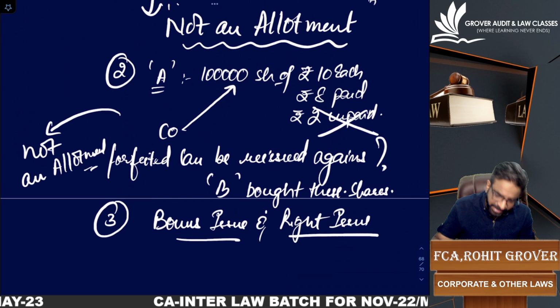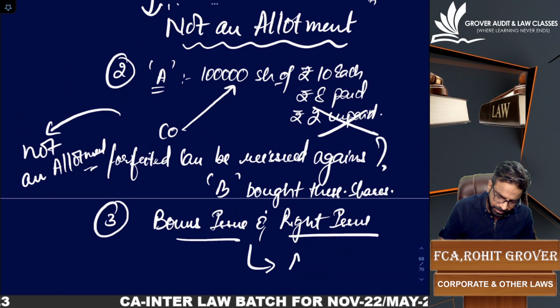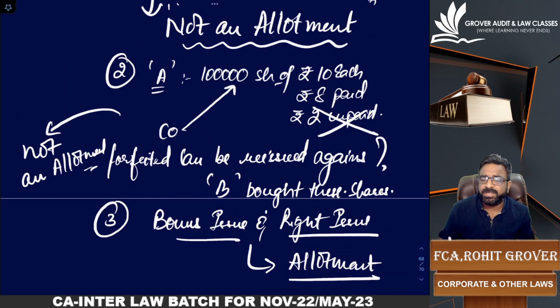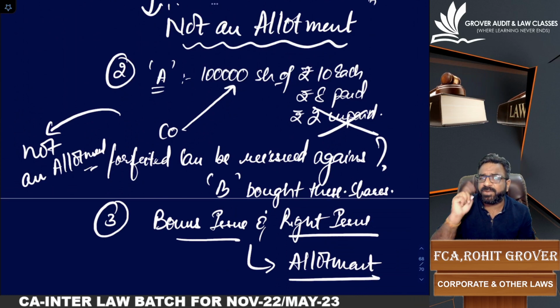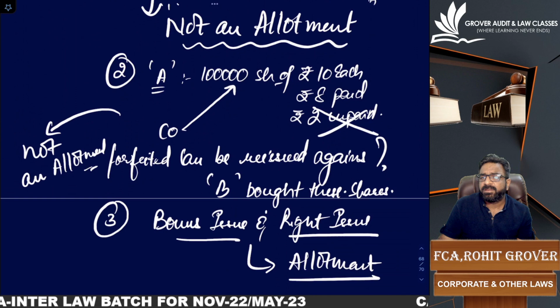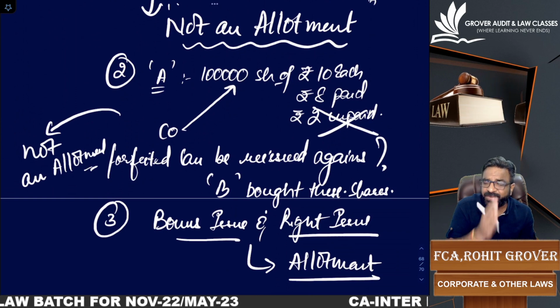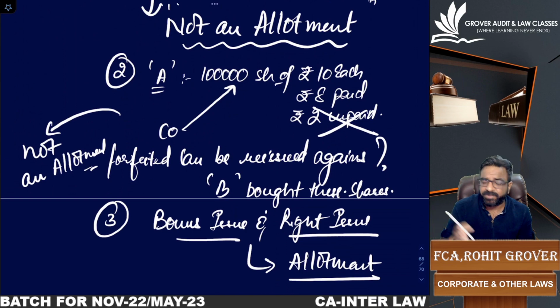Yes, so it is allotment. What is the meaning of allotment? So far you understood. Tell me, Aarti, what is the meaning of allotment? Allotment means issue of what? Fresh share capital. Issue of the fresh share capital.